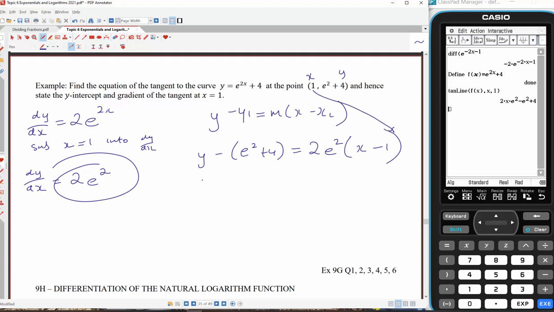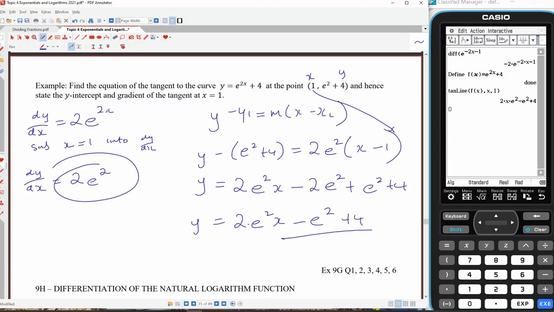Alrighty, so let's simplify it up. y equals 2e to the 2x take away 2e to the 2. Then I'm just going to add all of this plus e to the 2 plus 4. I can add it with the brackets in because it's all plus, doesn't matter. y equals 2e to the 2x. These add together to be negative e squared plus 4. So there's our y-intercept there, negative e squared plus 4, and our gradient is 2e squared, remembering that e is roughly 2.7.